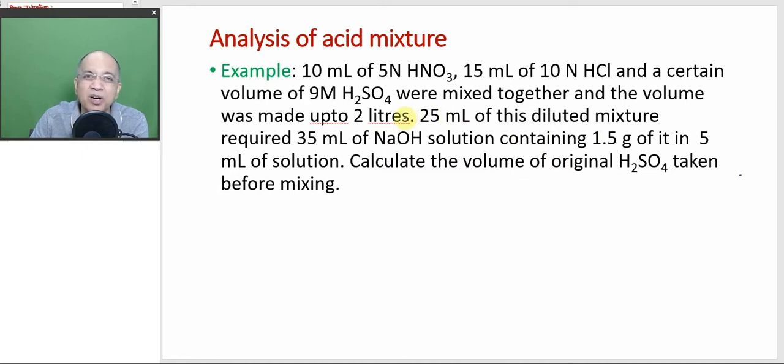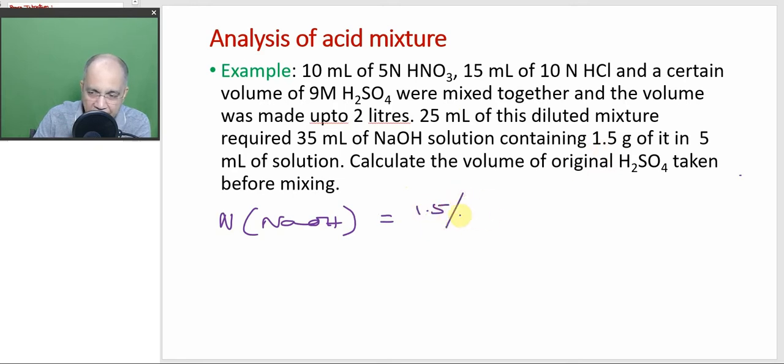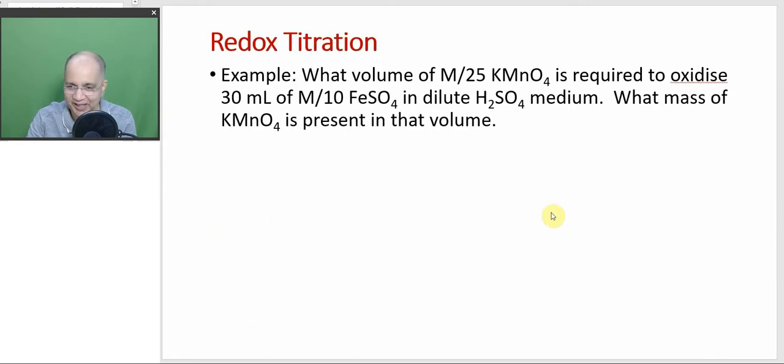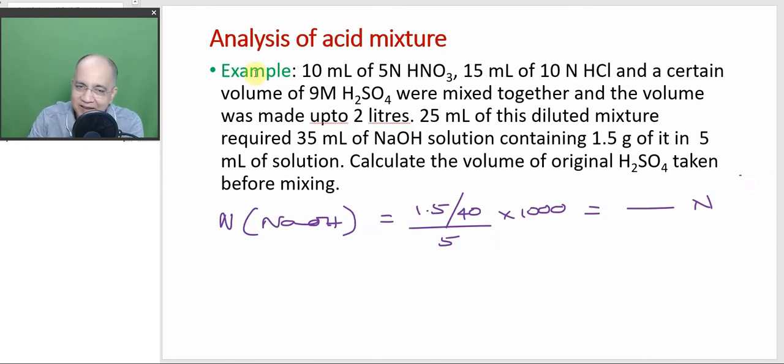But let's first find out the normality of this. Then we are interested in V1N1, V2N2, right? So the normality of NaOH that is used as a titrant in the titration is equal to the number of equivalents, NaOH equivalent mass is same as molecular mass, by the volume in milliliter into 1000. So whatever that comes, I have not calculated, so it's okay. Let it be like that.